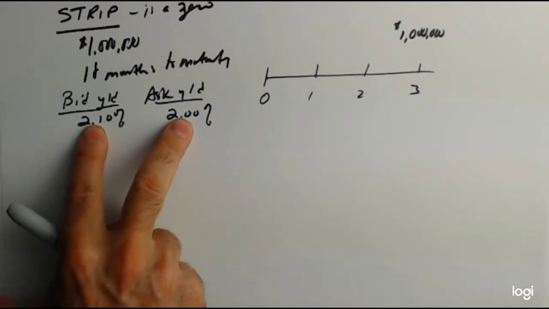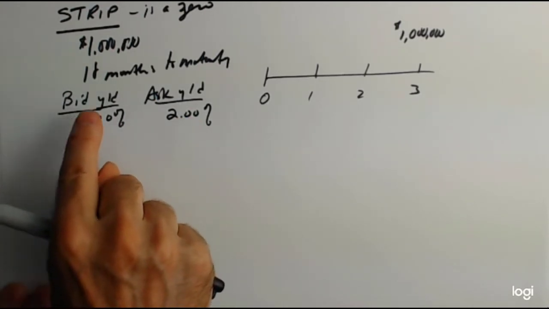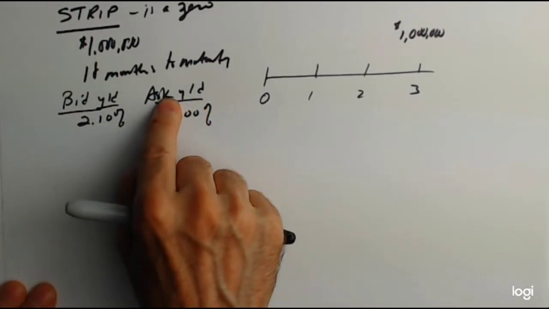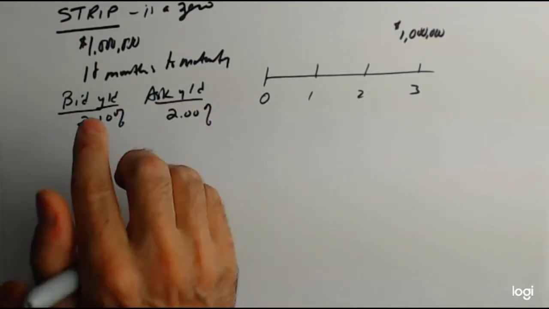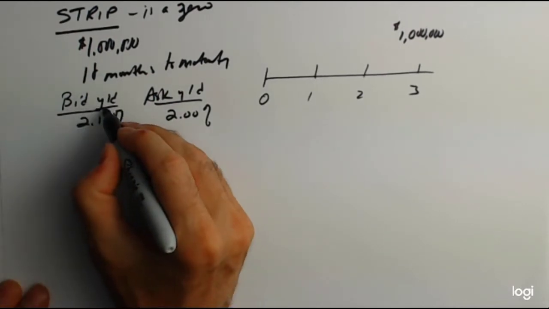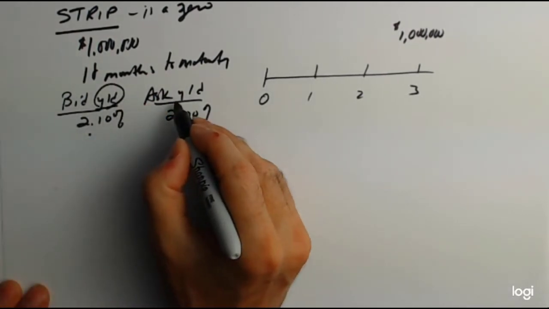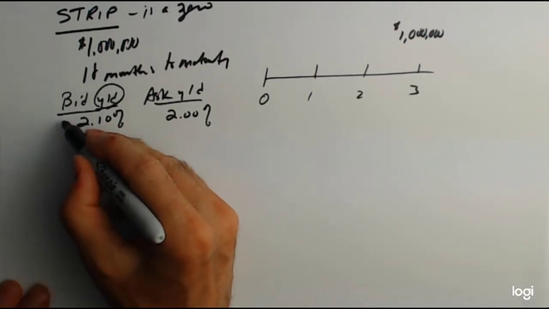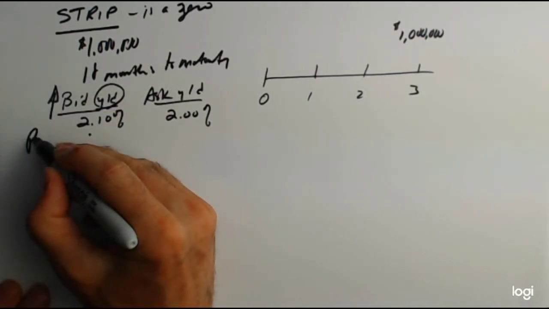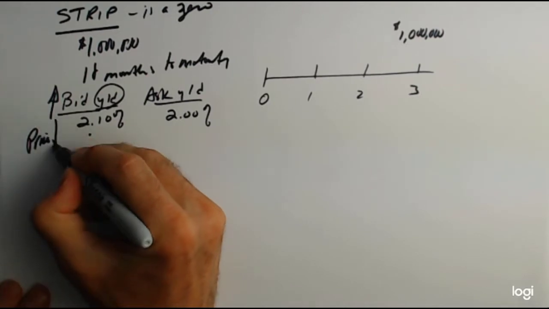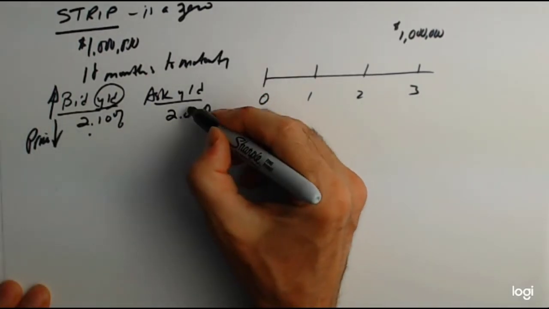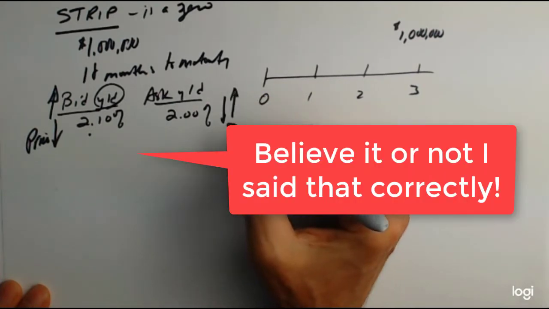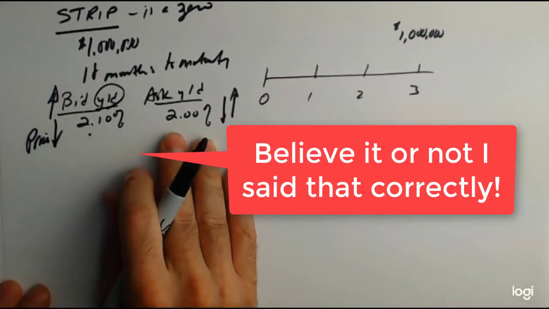So in order to have a low bid price and a high ask price, you need a bid yield that's higher than the ask yield. Because when the bid yield is high, the price of the bond is lower. And when the yield is lower, the price of the bond is higher.